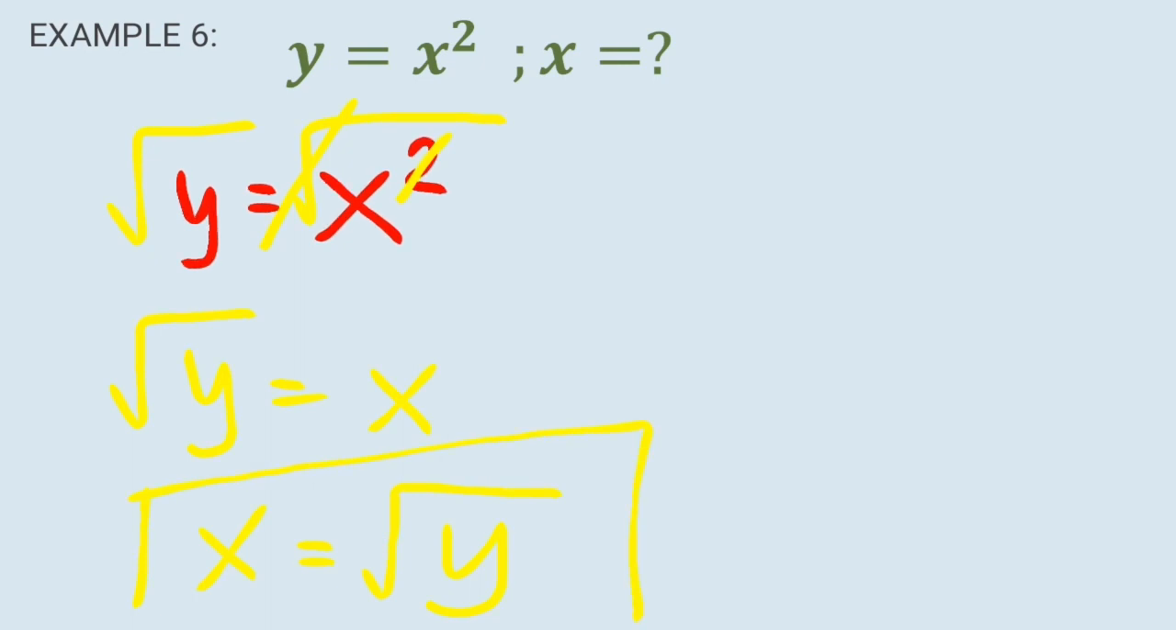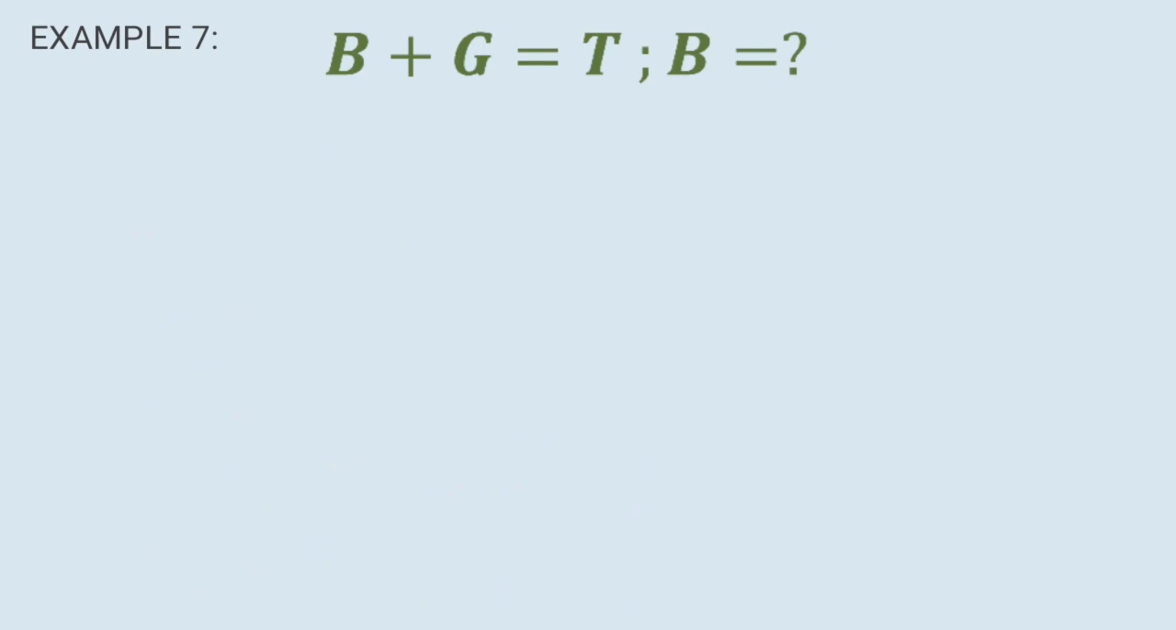X is equal to square root of y. Okay, let's have another example. What if this is the example: b plus g is equal to t, and the intended variable is b. As you can see here, b is added by g. So how are we going to eliminate g here?